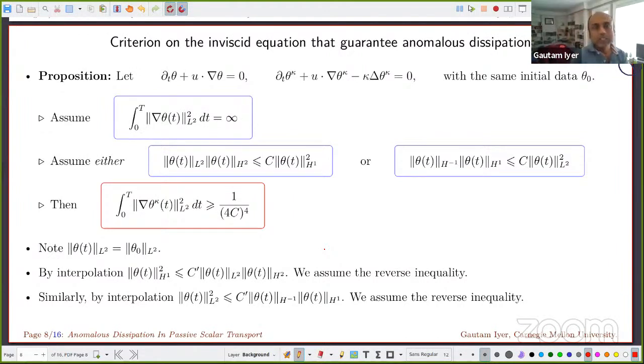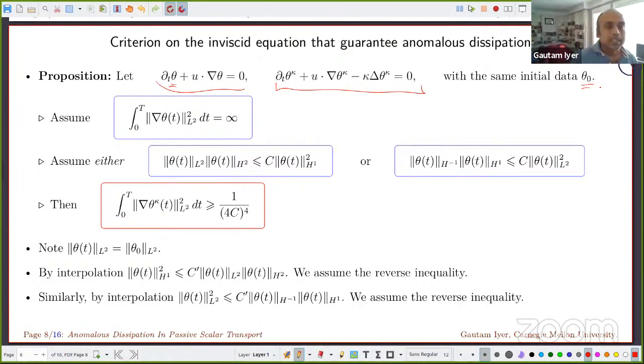All right. So here's the criteria that guarantees it. It's a criteria that's just assumptions on the inviscid equation, and it guarantees that the diffusive solution has to have anomalous dissipation. Just to remind you of notation, theta without kappa is the transport equation, theta with kappa is the advection diffusion equation. Always the same initial data, with periodic boundary conditions.